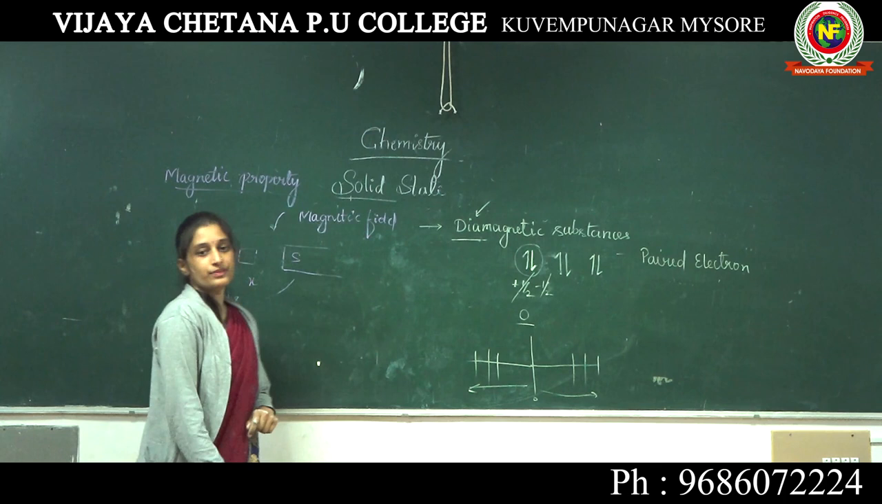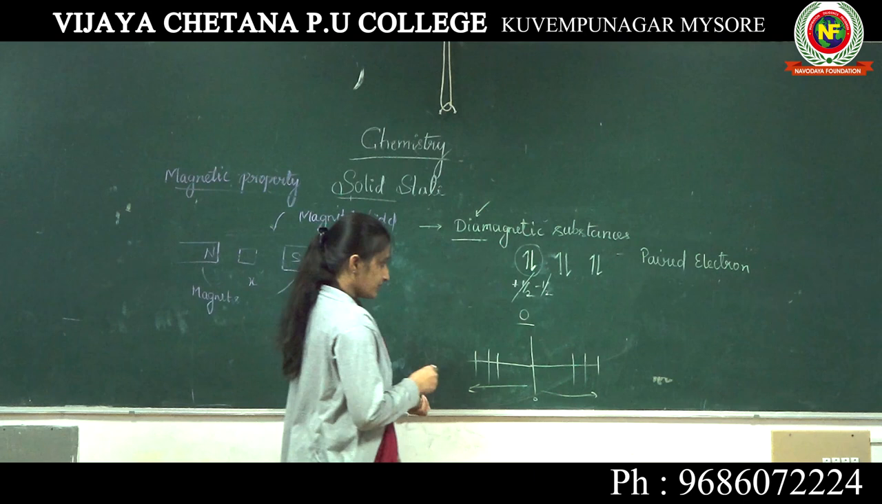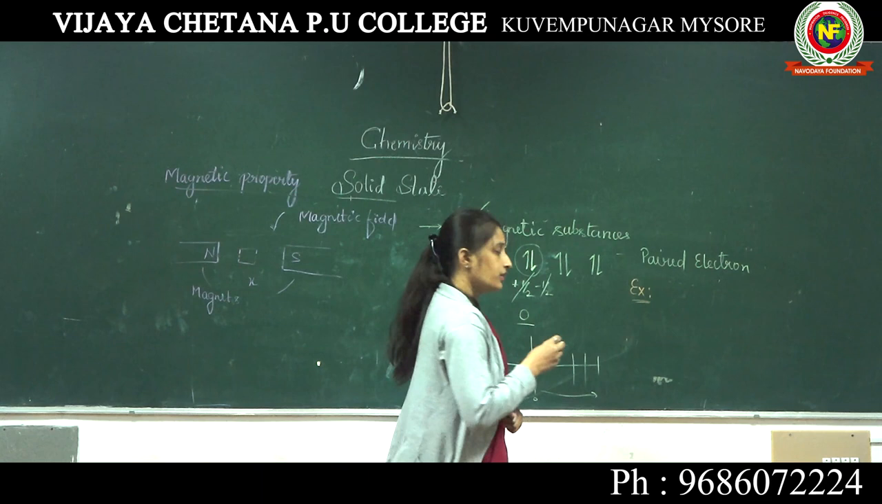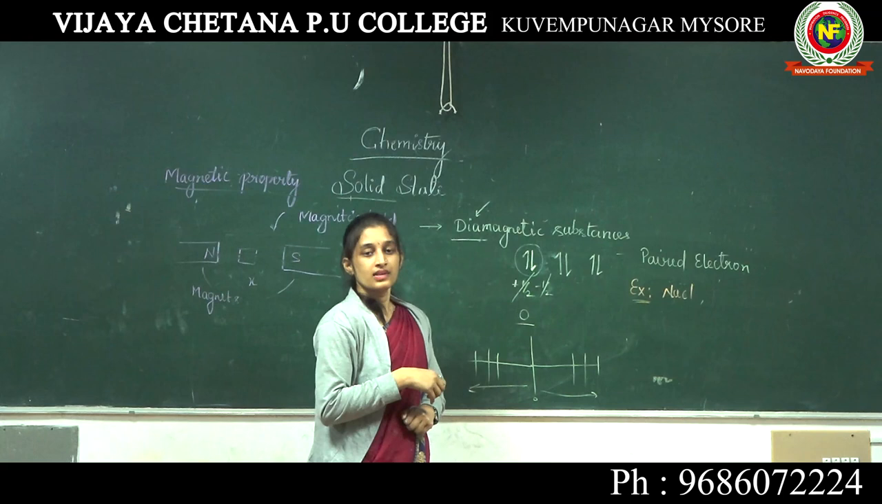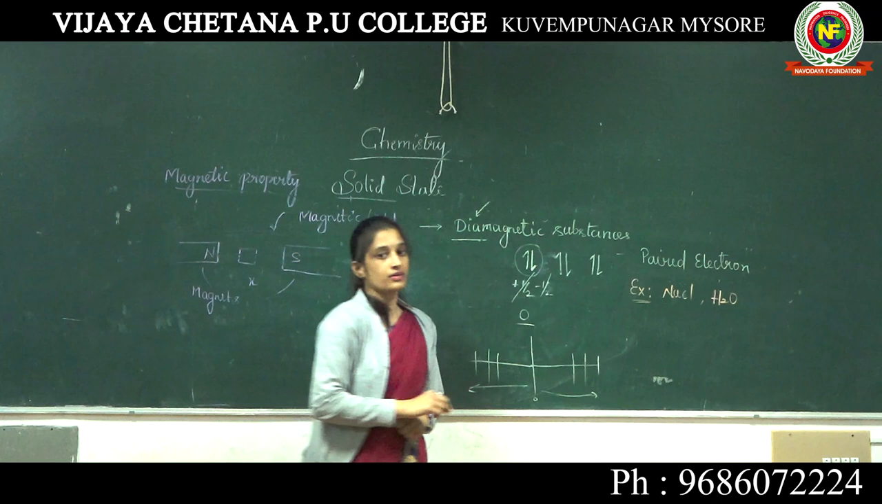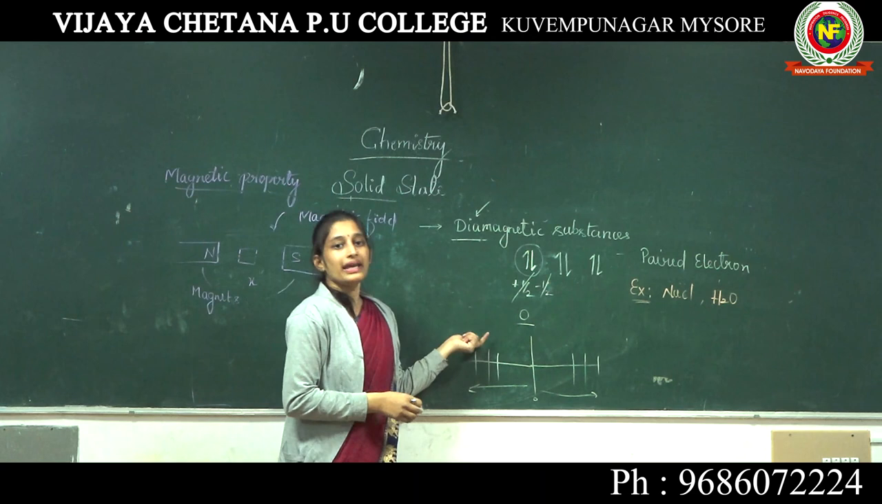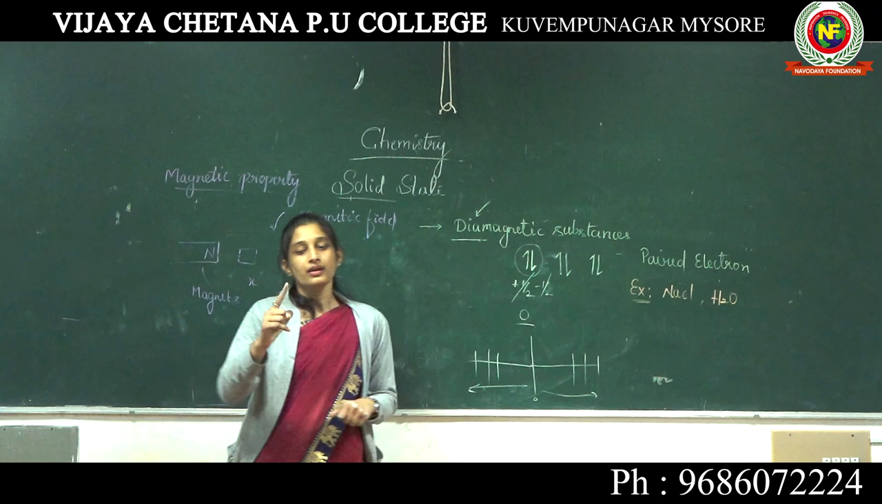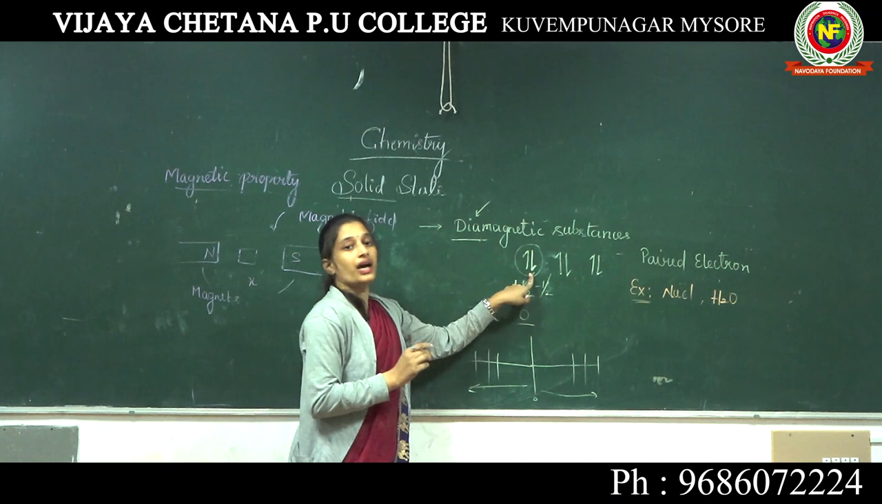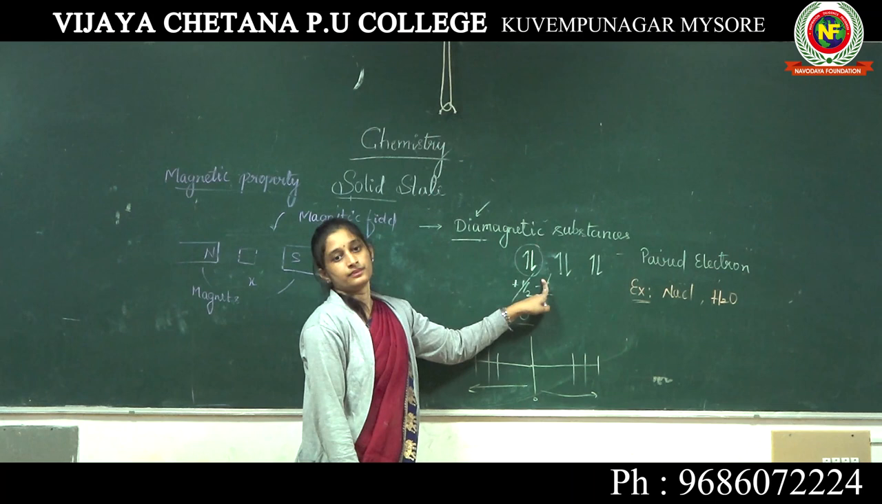What are the examples? NaCl, sodium chloride, and H2O, which is very famous, water. There are so many examples; I am just giving one or two. NaCl and H2O are examples of diamagnetic substances. Keep one thing in your mind: diamagnetic substances mainly contain paired electrons. You should use these words only. In the examination, they will ask about paired electrons. And what about the next type?